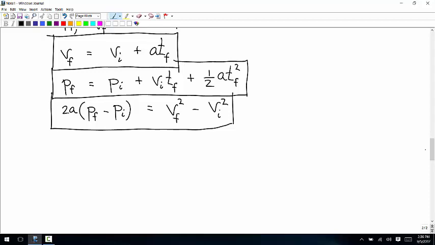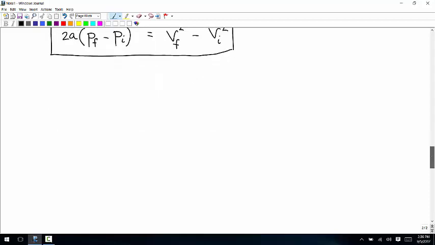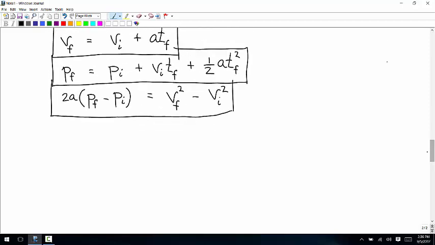And so now I'm going to go through a set of steps. I have it broken up into 4 steps for how to use these in every problem where it comes up. So these are the steps for using the constant acceleration equations.